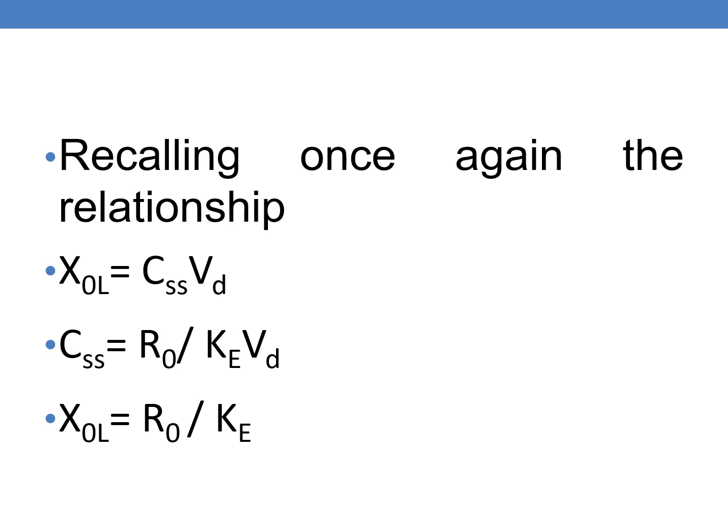And Css is equal to R0. The relationship between infusion rate and steady state concentration is Css is equal to R0 by Ke Vd. So based on that, loading dose X0L is equal to R0 by Ke. Loading dose is nothing but infusion rate by elimination rate constant.